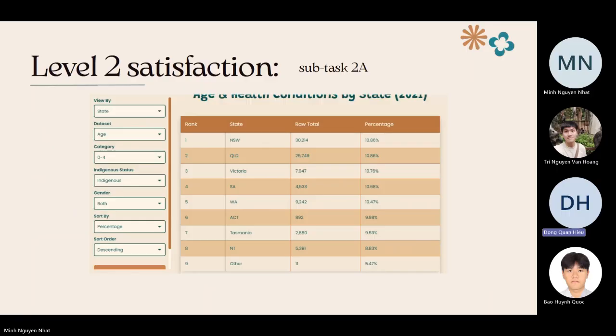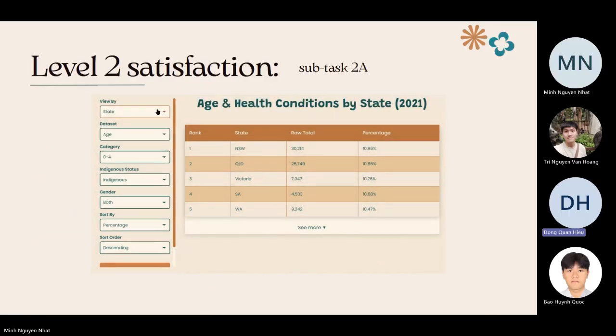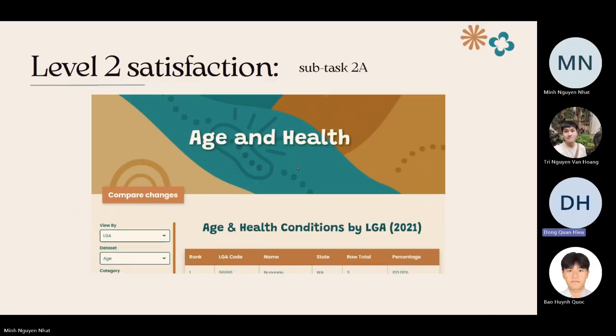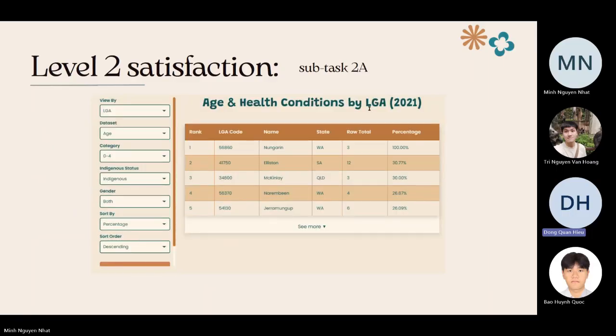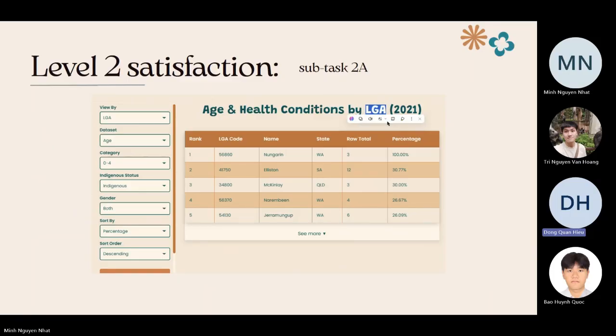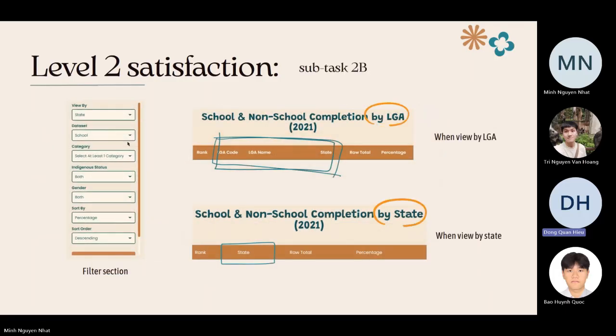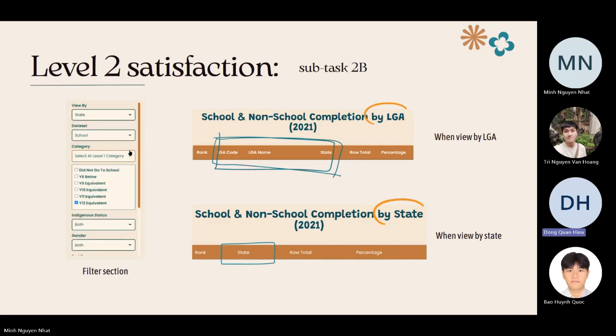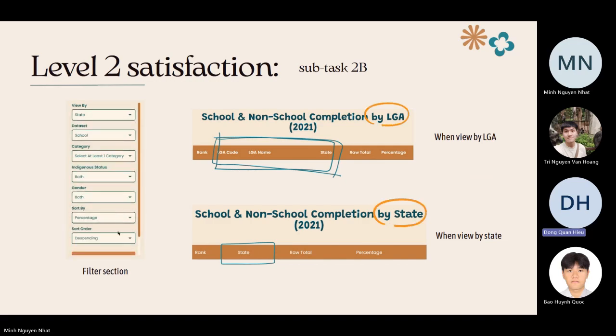Now the next slide, I'll show you that we added a little function: when we view by state, there are only 4 columns, but when we view by LGA, it's going to display 6 columns, and the headline also changes to LGA. And the next slide is about subtask 2B of the education page. It has the same features and layout, but the difference is the multiple selection in the category section. We added a toggle function to it, so the checkbox area only displays when needed. Now to level 3.